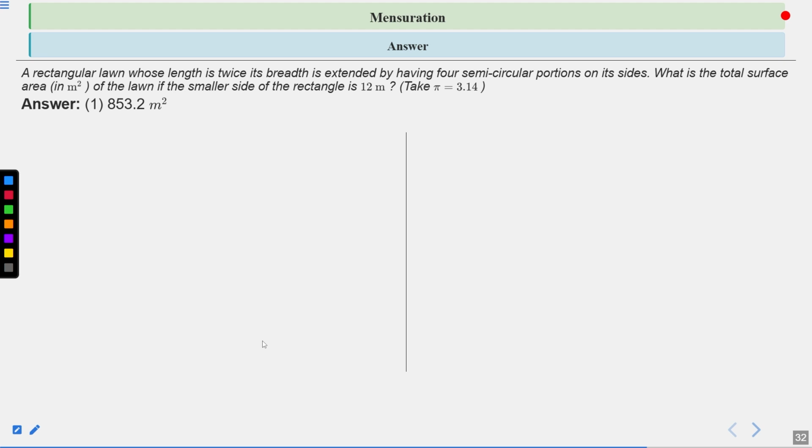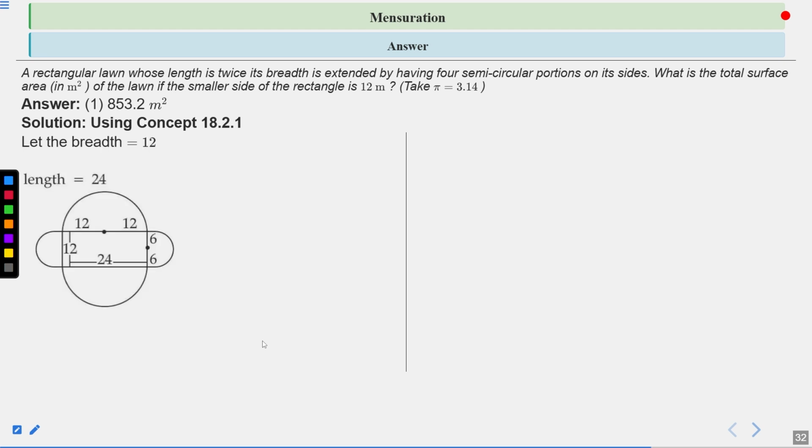Now the correct answer of this question is the first one, which is 853.2 square meter. Now see the detailed solution using concept 18.2.1 in this question. So we can let the breadth equal 12. So length becomes 24. Now this is the diagram.